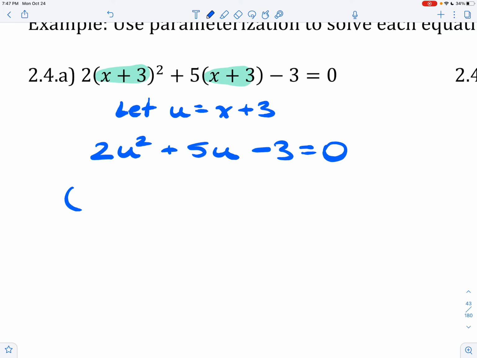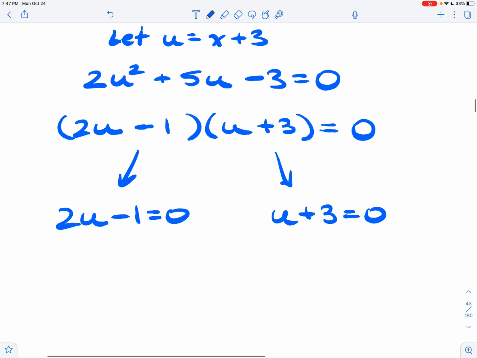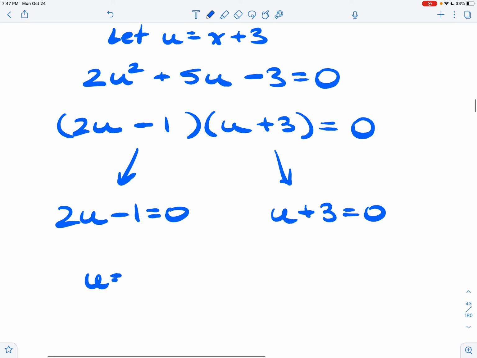We factor 2u squared plus 5u minus 3, and we get something out of it looking like this, if I'm not mistaken. And as we're familiar, that gets us 2 possible cases. Either the first factor is equal to 0, or the second factor is equal to 0. And we can solve each of those cases. In the first case, u is equal to 1/2. In this other case, u is equal to negative 3.